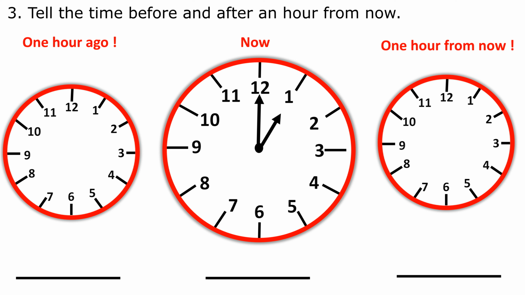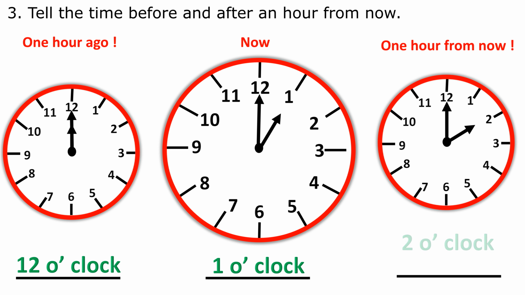3. Tell the time before and after an hour from now. Time now. 1 o'clock. 1 hour ago, it was 12 o'clock. 1 hour from now, it will be 2 o'clock.